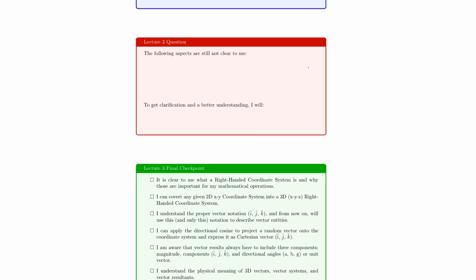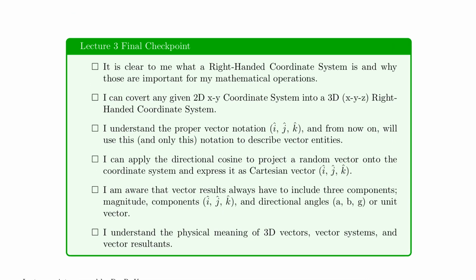But last but not least, let's see if we check off all our boxes. I think we are there, and so we can know now that we understand what right-handed coordinate systems really are and why they are important for our systems and our operations. I can now also convert any given 2D x-coordinate system into a 3D right-handed coordinate system. That is kind of hand in hand with the first point. So if I understand that, that helps me a lot.